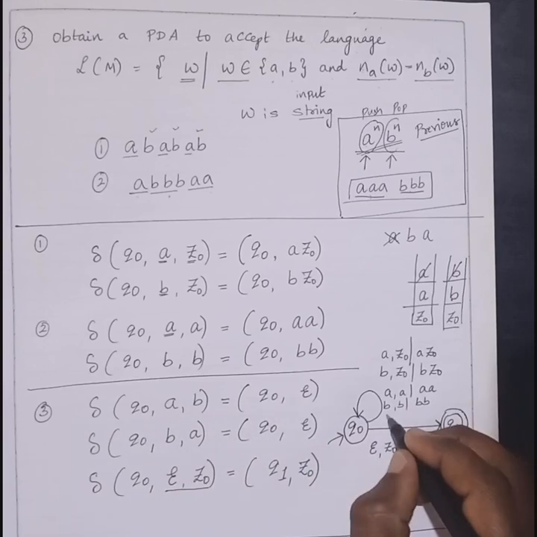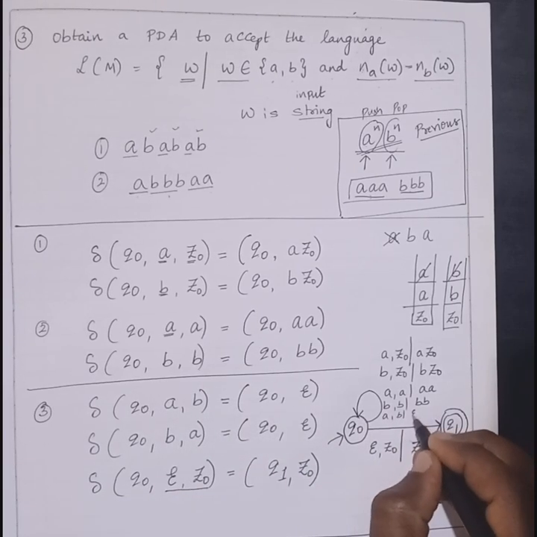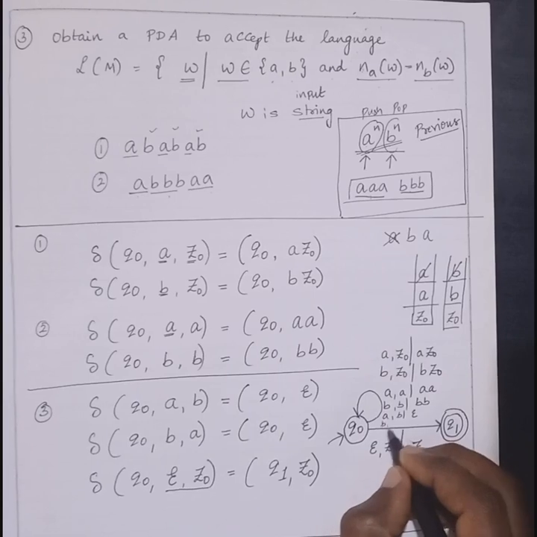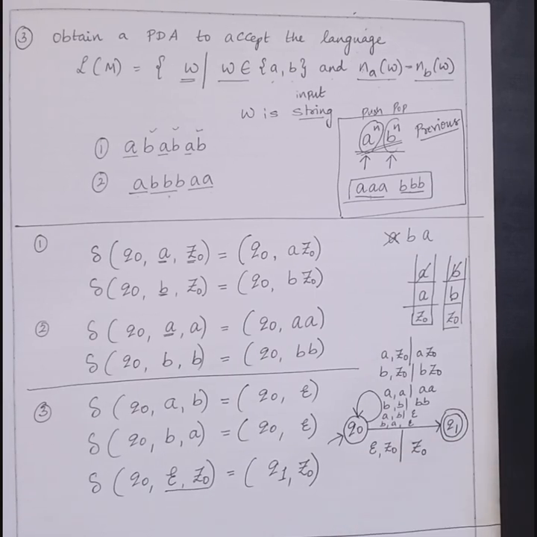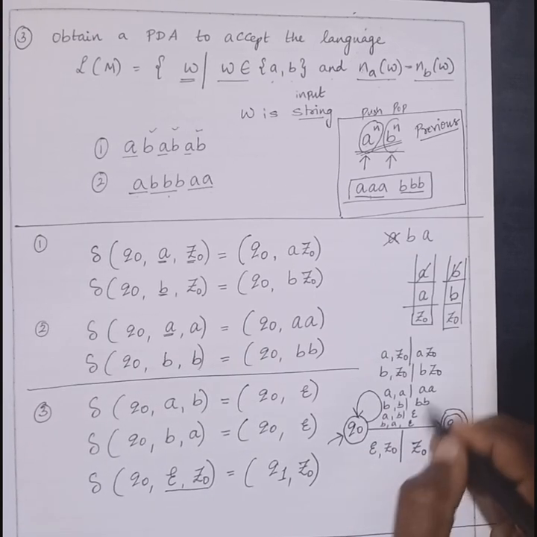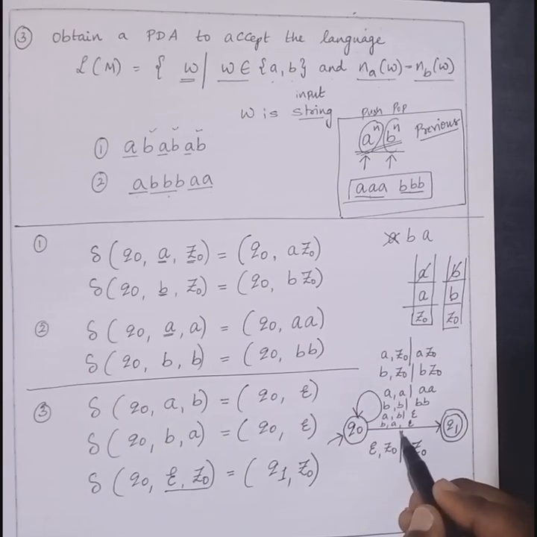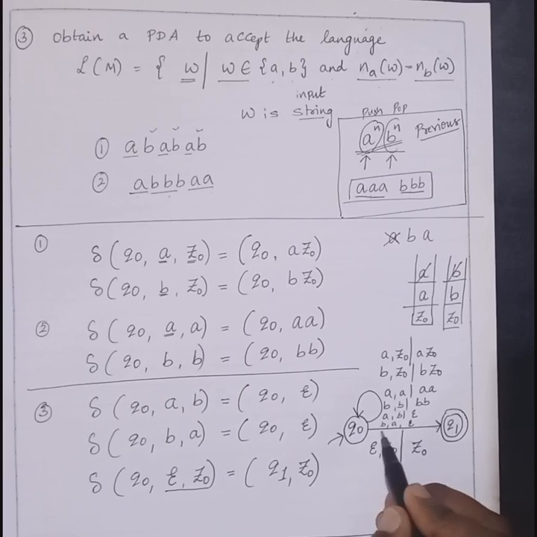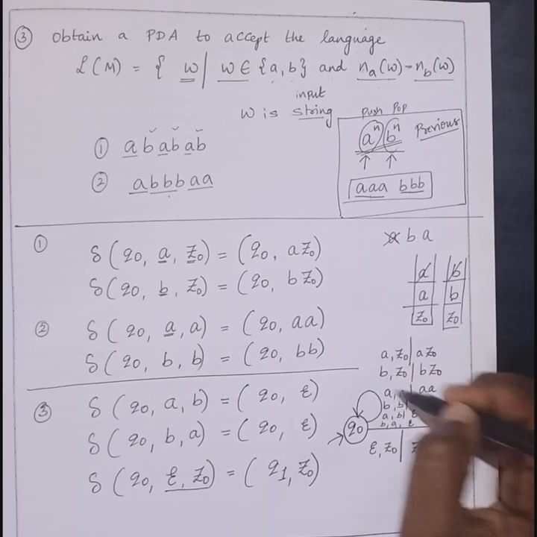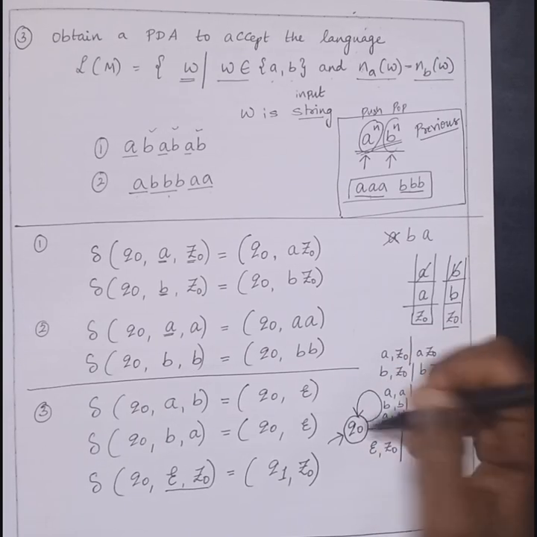Same way a comma b will become epsilon. Then b comma a will become epsilon. And as much as possible, write these transitions on top of it. Due to page restriction I'm writing here, because whenever you write here it may be believed to be this transition, so whenever you're writing the states you write it here.